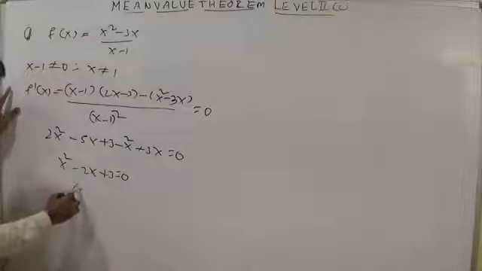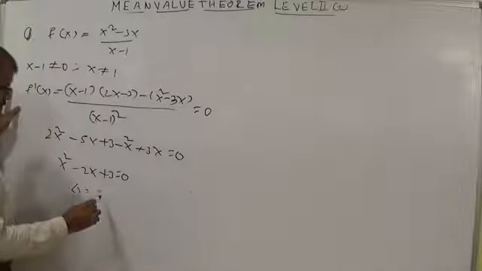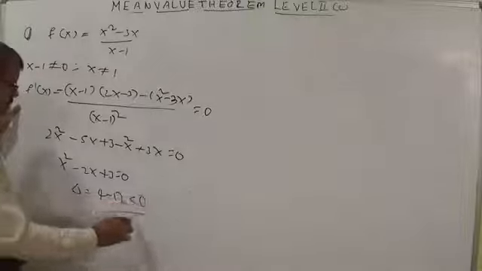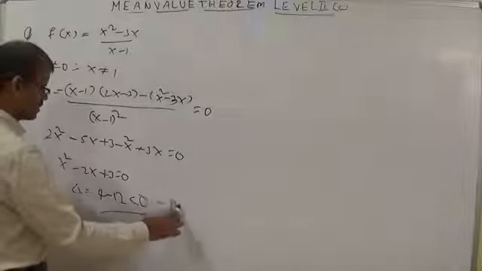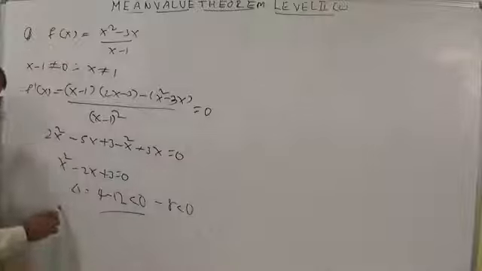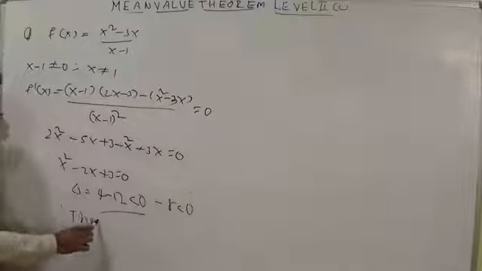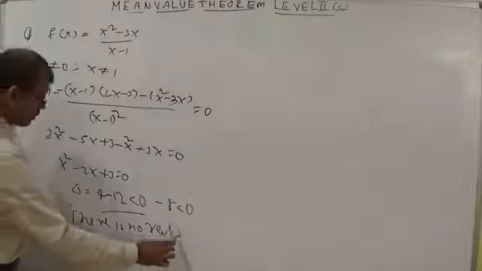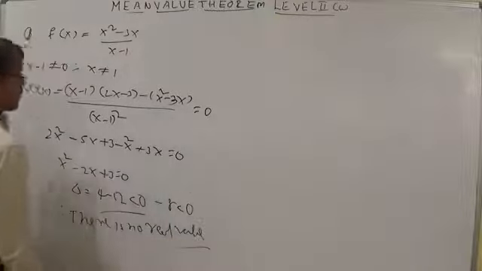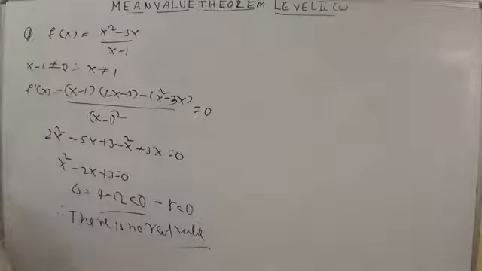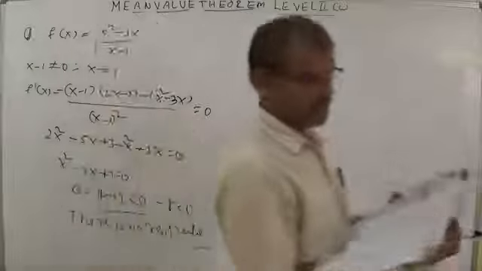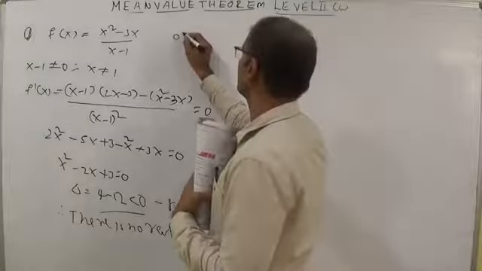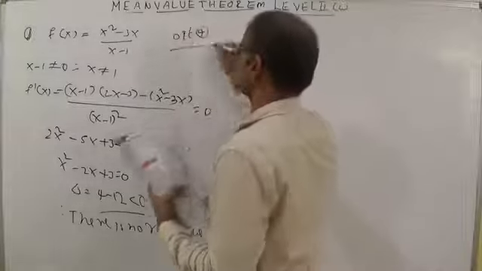Factors are not possible, so let us discuss delta. Delta formula is b square minus 4ac. 4 minus 12, students, this is less than 0, so minus 8. Minus 8 is less than 0. Whenever delta is less than 0, there is no real value. The function should exist between real numbers but not complex numbers. So complex roots are there, so no option. I mean option 4 he has given, for no interval.